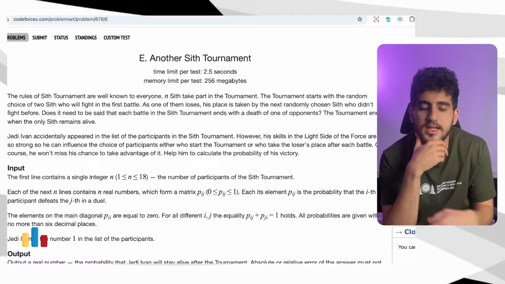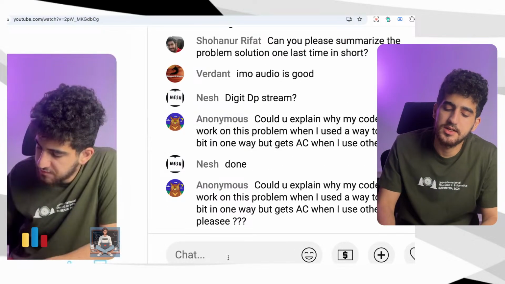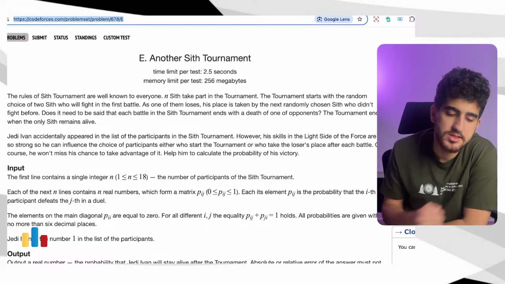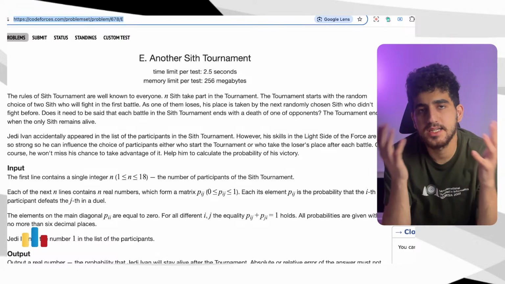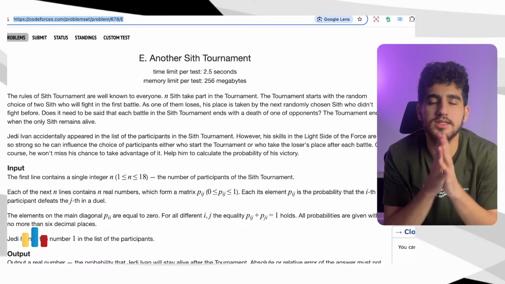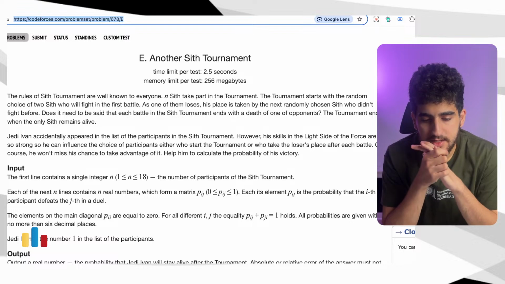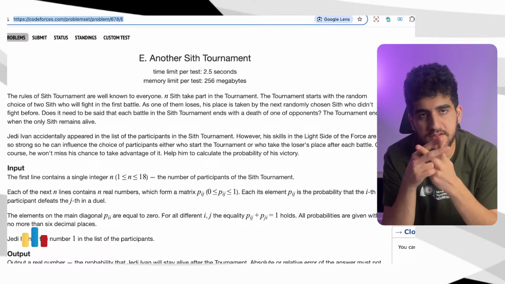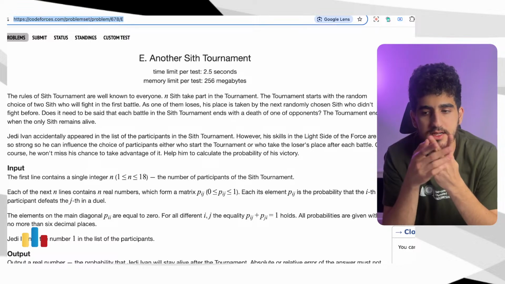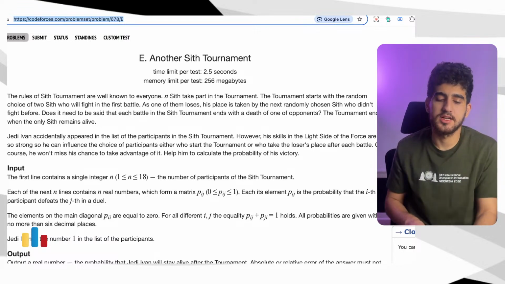So the next problem that I want to talk about is another Thief tournament. It says that the rules of Thief tournaments are well known to everyone, and N Thieves take part in the tournament. The tournament starts with the random choice of two Thieves who will fight in the first battle. So basically we have a tournament with N people, and they will fight with each other and kill each other. Initially, two of them will fight, and one of them kills the other one.